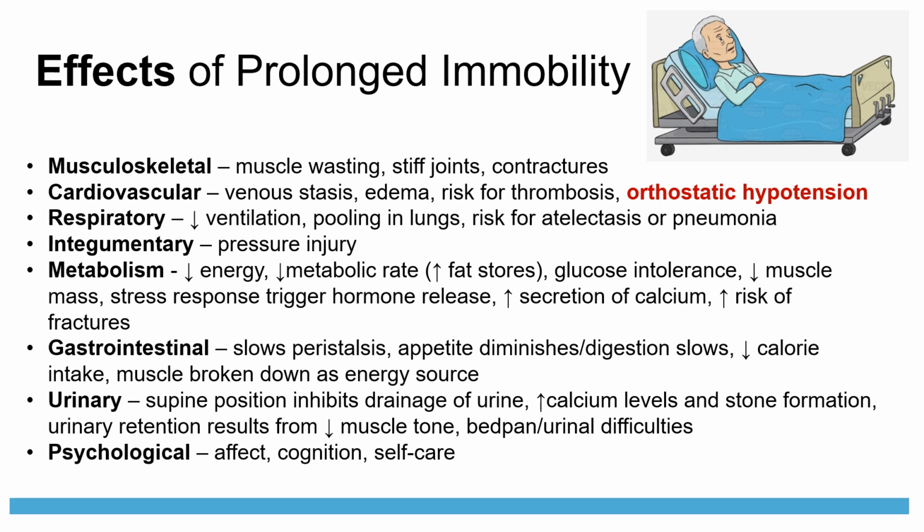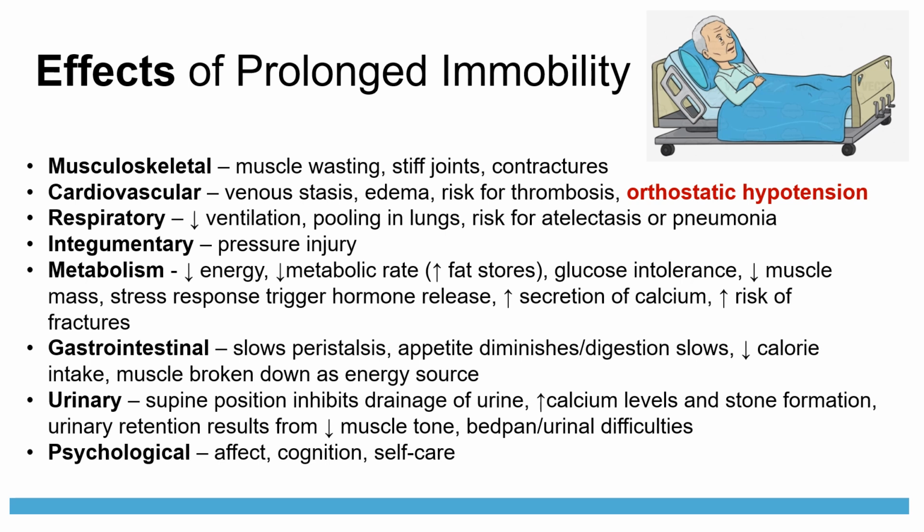So we have to make sure we assess for these things. Okay, so first off, musculoskeletal. We can have muscle wasting, stiff joints, and contractures over time. Our cardiovascular system: decreased circulation, edema, venous stasis. These patients are at risk for orthostatic hypotension, which we talk about in another slide.